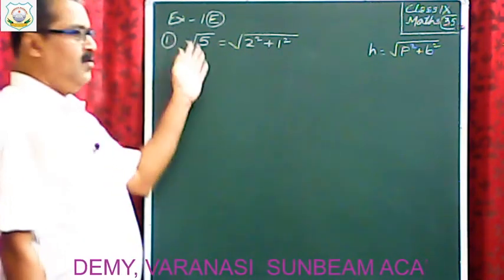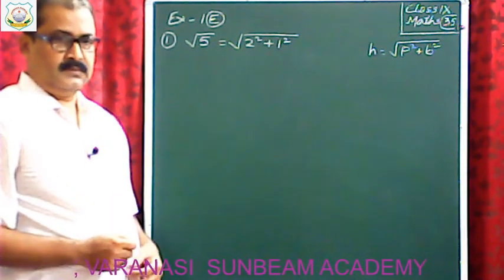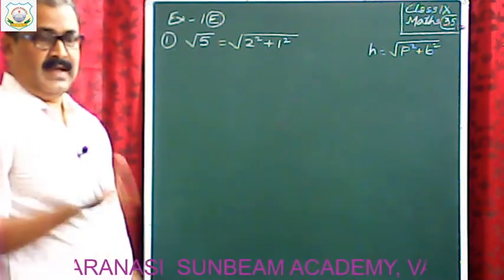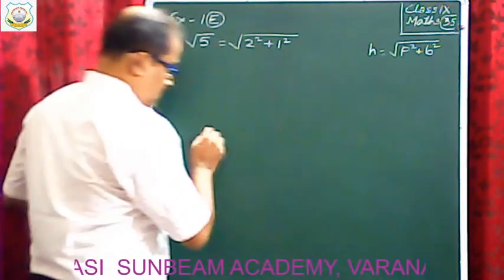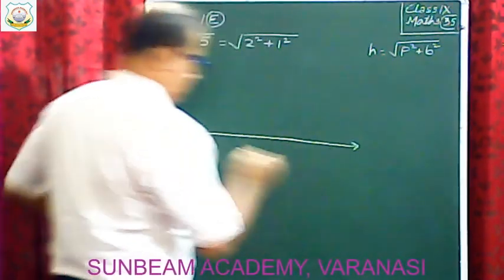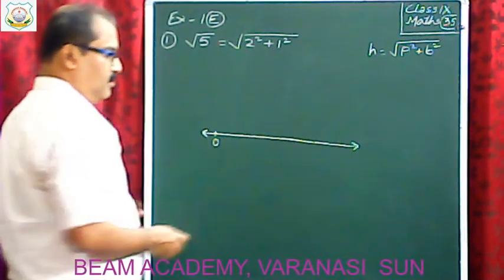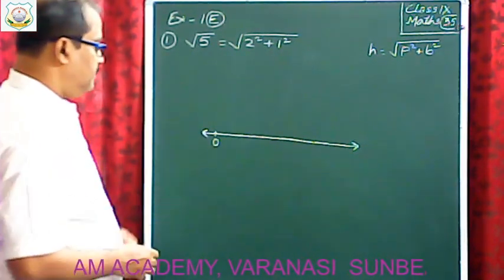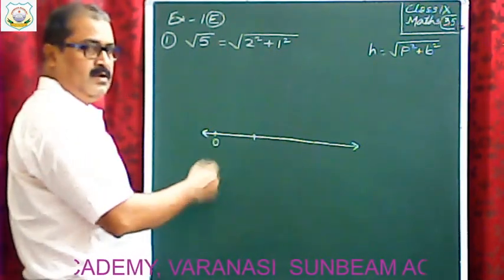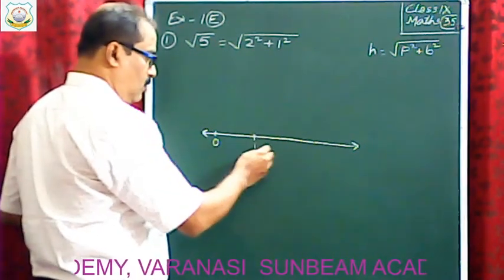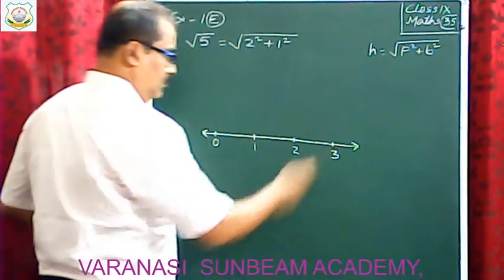The value of square root 5 lies between 2 and 3. You have to draw a number line first, in which you locate a minimum of 3 integers with equal gapping. Suppose 2 cm equals 1 unit or 3 cm equals 1 unit, it is up to you. 2, 3.